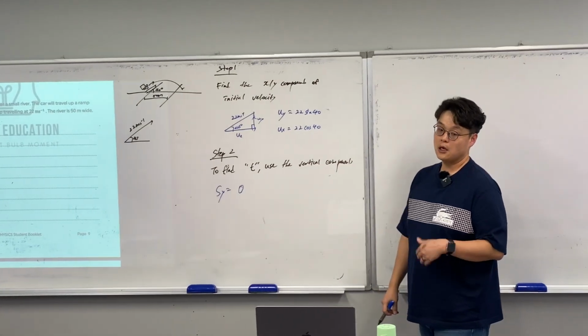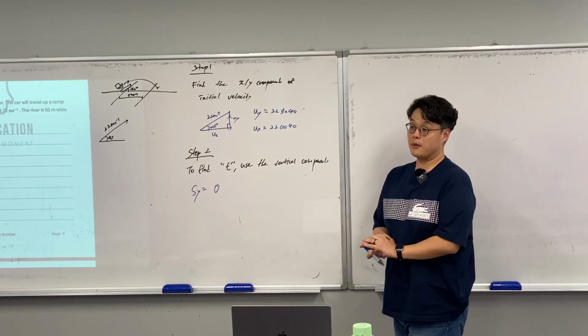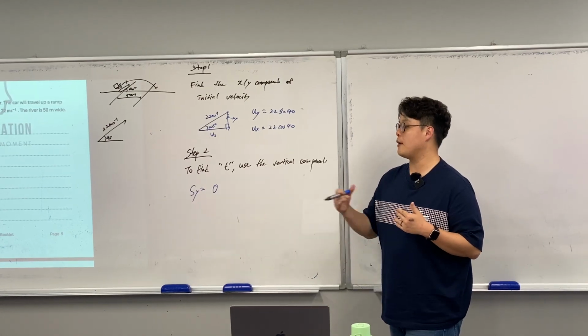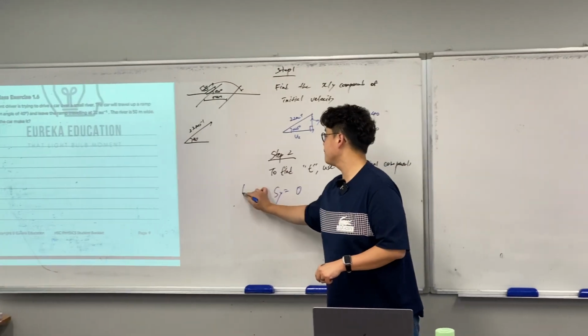Zero. Why is that? The car jumped up but came back to the same initial point. So it'll be zero. There's no change in the position of the car vertically. There's only a change in the car's horizontal position. This is method 1.